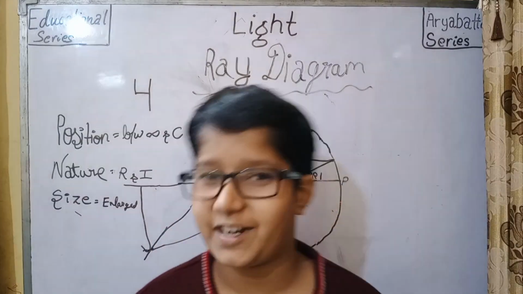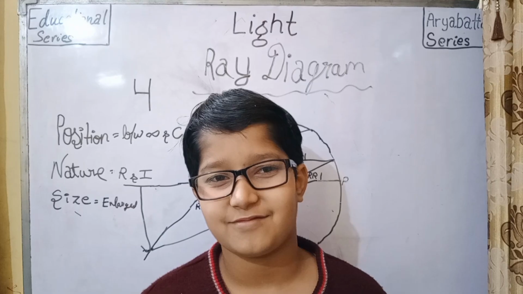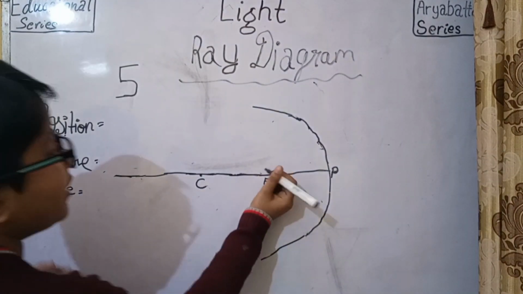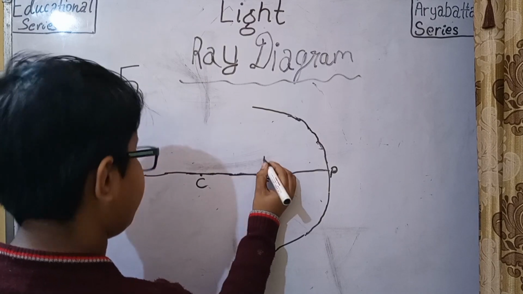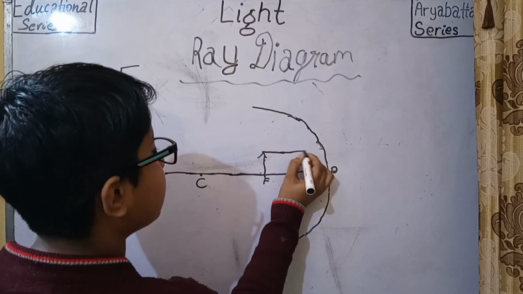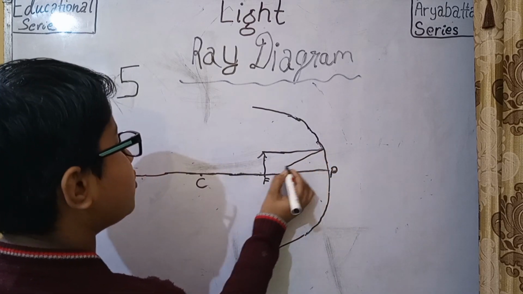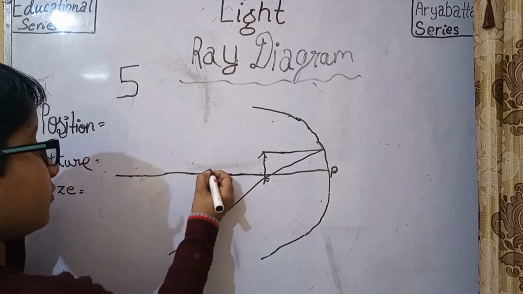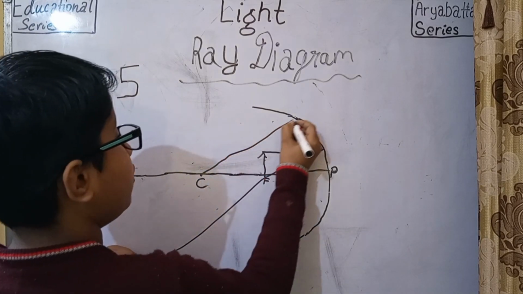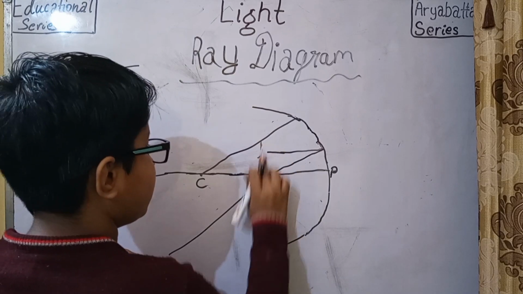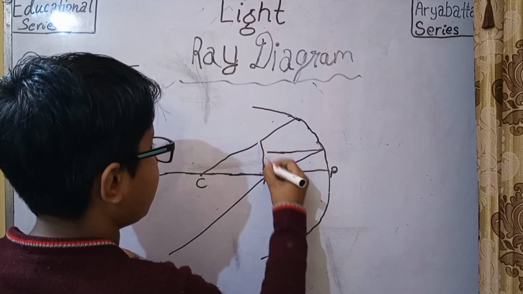Now let's see ray diagram 5. Our object is at the focus. The ray parallel to the axis passes through the focus. Now this line goes here, it starts. The object is a little bigger.